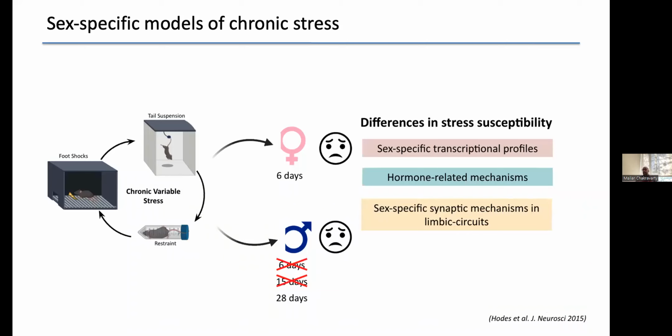So in females, just 6 days is enough to create a depressive-like phenotype in these animal models. But to get a similar level of a depressive phenotype, people have investigated 6 days, 15 days in males, and you don't actually get much of a depressive phenotype as indexed by sex-specific translational profiles, hormone-related mechanisms, and synaptic mechanisms in the limbic circuits, for example, which are well-known phenotypes related to a depressive signal. And you need up to 28 days of daily exposure in males to get something that looks like a depressive-like phenotype compared to the females.